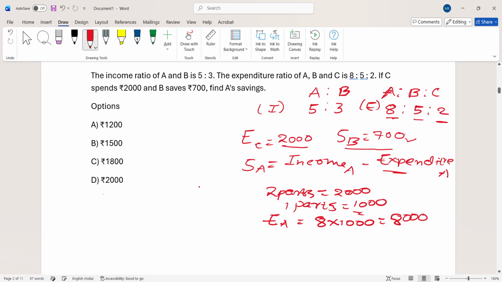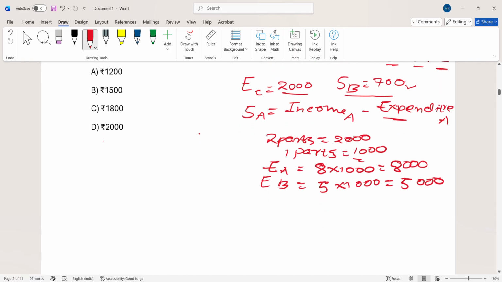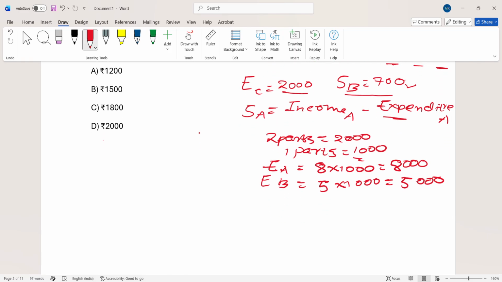What is the expenditure of B, guys? Expenditure of B is 5 parts. Each part is 1000 rupees. That means 5 into 1000 will give rise to 5000 rupees. Yes. From this, can I find the income of B? Very simple. What is the income of B? Income of B is equal to savings of B plus expenditure of B. Is it right? Yes.